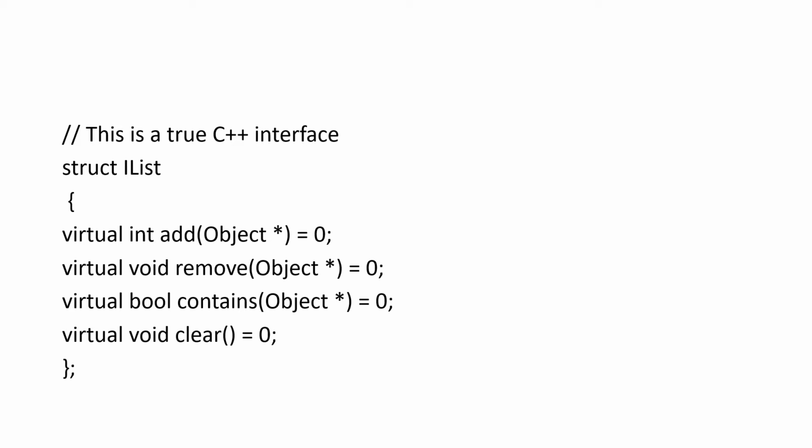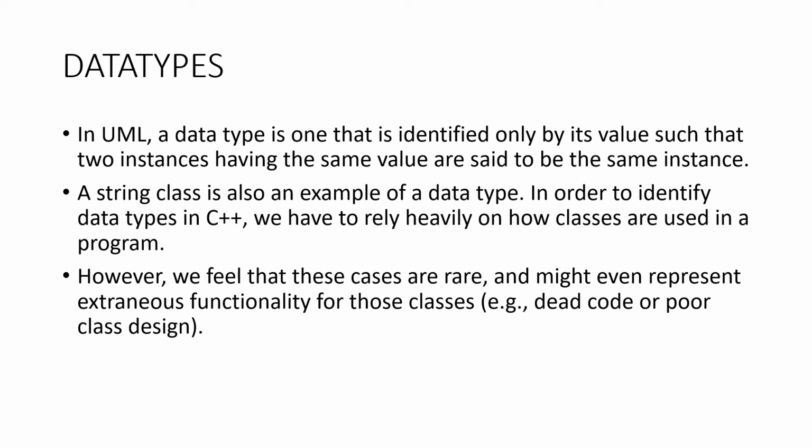This is the code that would be produced by the reverse engineering. This is true of a C++ interface. In this we take a syntax like structure IList. We only use add, remove, contains, and clear. Also, we are assigning the objects only 0, and clear is also a 0, and the output is also a 0. Now we go for the data types.